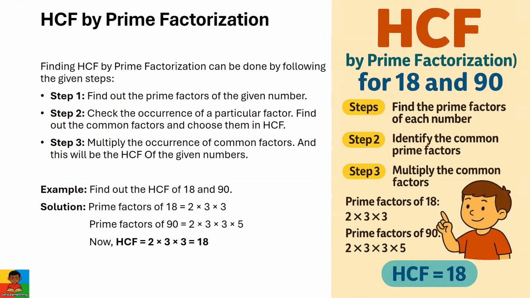To find the HCF using prime factorization, follow these steps. Step 1, find the prime factors of each number. Step 2, look for common factors. Step 3, multiply the common factors together to get the HCF. For example, the prime factors of 18 are 2 times 3 times 3, and for 90, they are 2 times 3 times 3 times 5. The common factors are 2 times 3 times 3, so the HCF is 18.